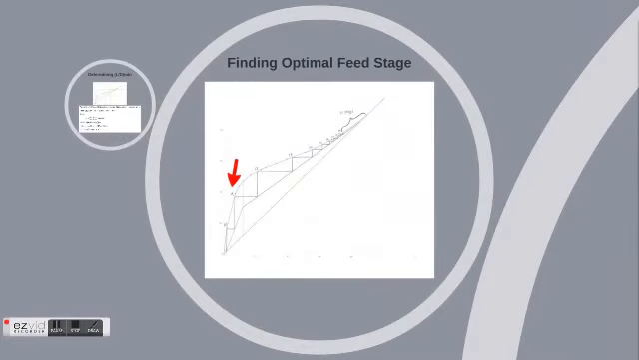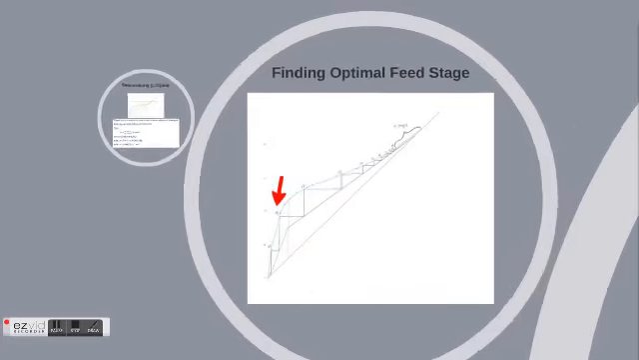Part C of the problem asks us to determine the optimal feed stage. This occurs at the point on the diagram that crosses the Q line, or where the rectifying section of the graph changes to the stripping section. The arrow on the graph shows that this occurs at stage 19.